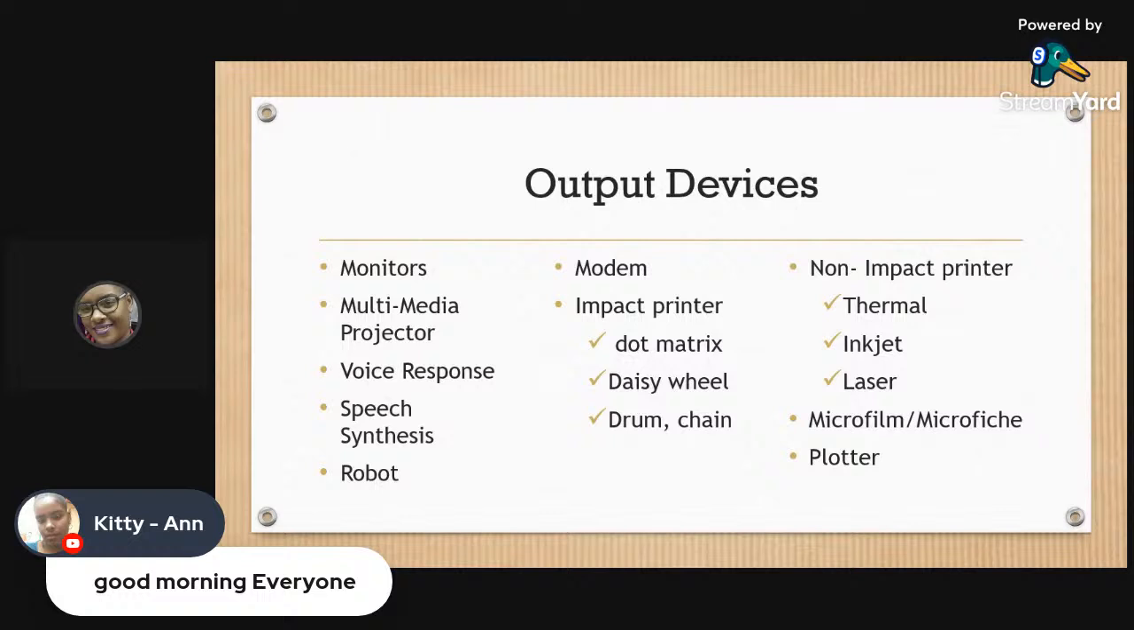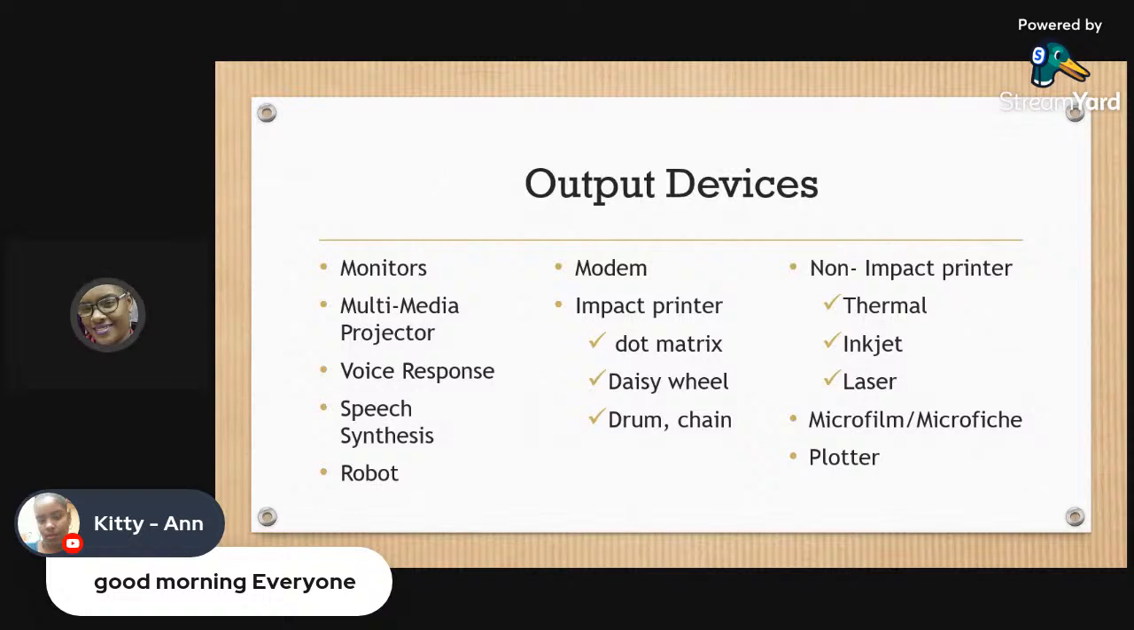Types of impact printers would be your dot matrix. Your information is going to come out in small dots. You have your daisy wheel, which is mostly used in hardwares. They give you the carbonated copies. They're very noisy. So most times, if you ever go to a hardware and you get blue, white, or whatever copies they have, the daisy wheel printer is what would be used to make that. You have drum or chain. These are normally found in the printing industry, where they print magazines, newspapers, etc.